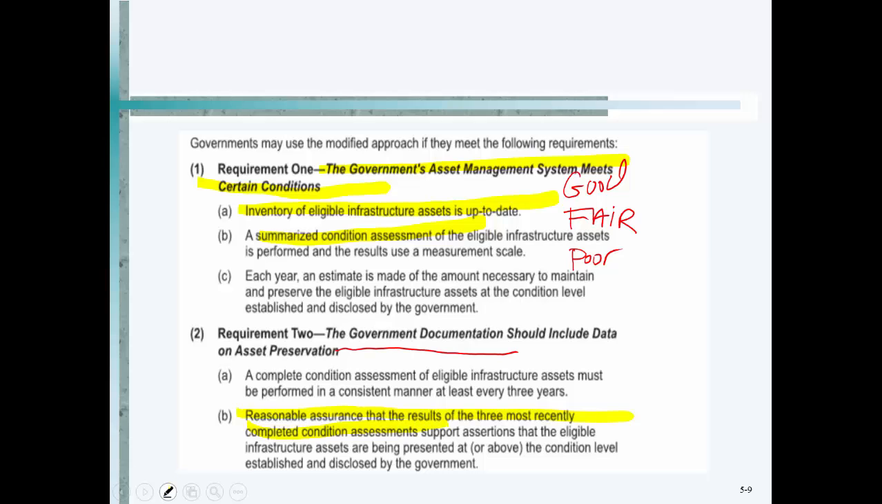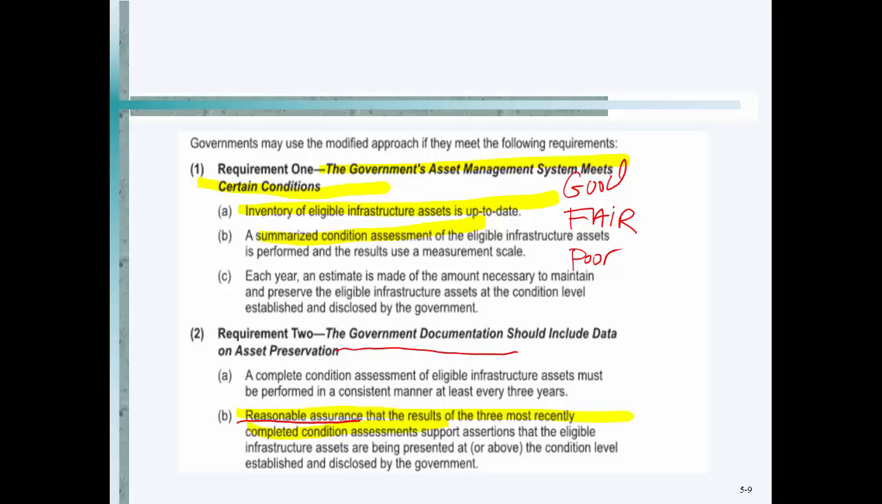Now you look at that, and when we talk about something like reasonable assurance, what discipline brings in the idea of reasonable assurance? What class have you had where they talk about reasonable assurance to you? The audit class. The audit class, they talk to you all the time about reasonable assurance, don't they? Right? And so what happens? They're helping the auditors here, guys.